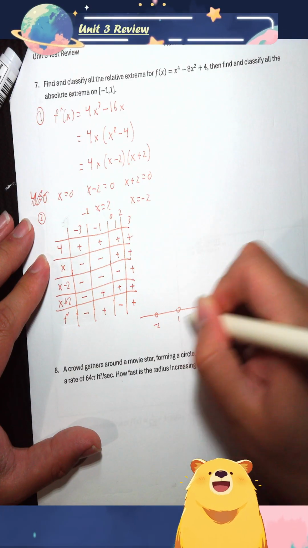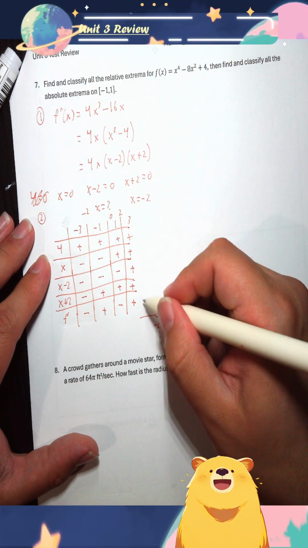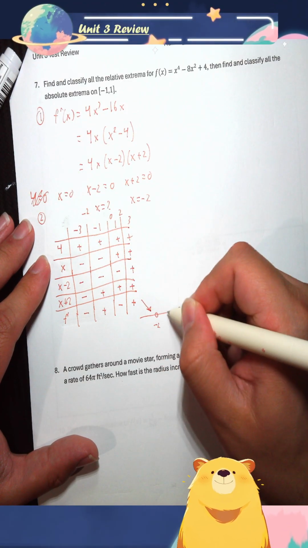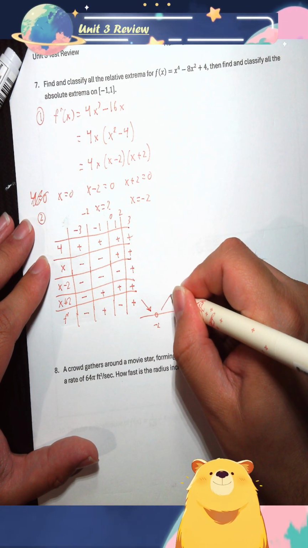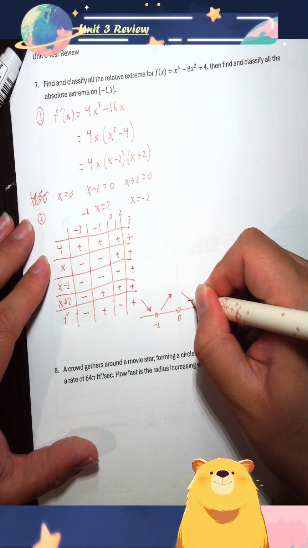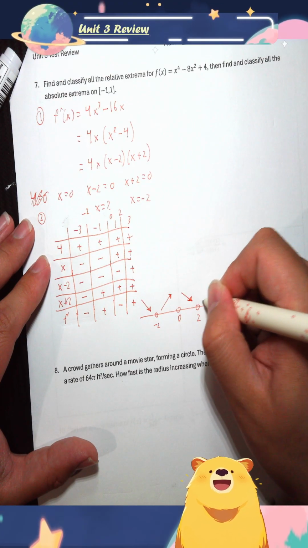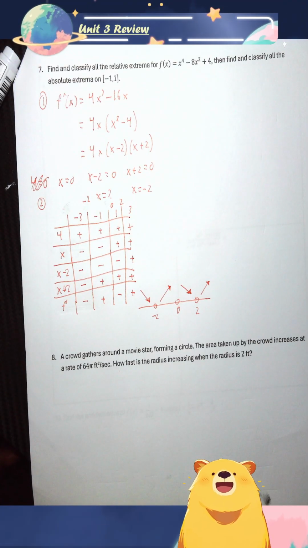-2, 0, 0, and 2. From the left, the slope will be negative. In between -2 and 0, the slope is positive. Between 0 and 2, the slope is negative. And after 2, the slope is positive. So here it's pretty easy to see what's a min and what's a max.